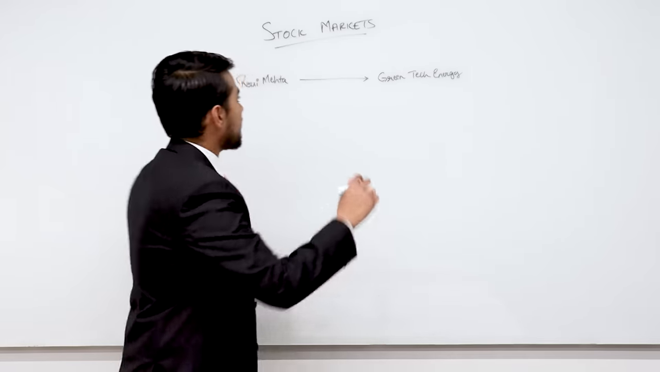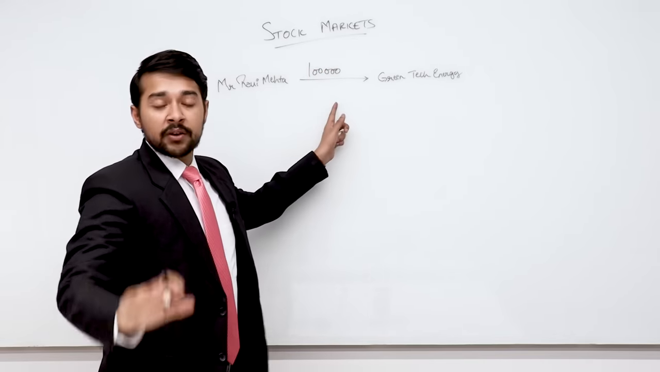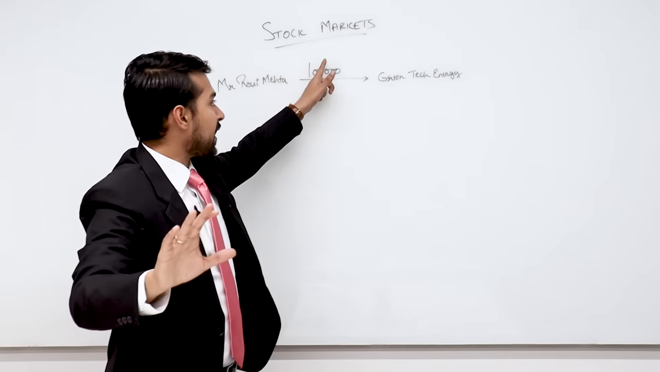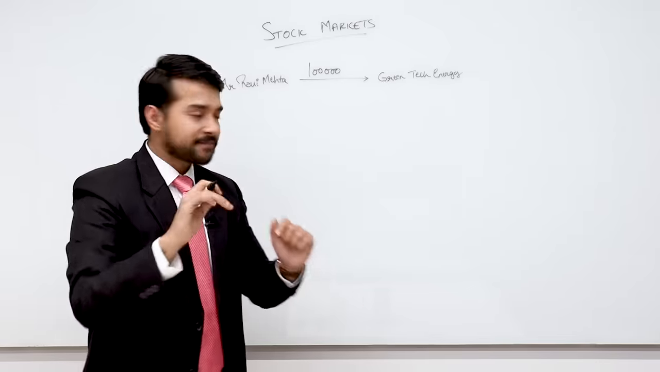So I'm taking the figure of 1 lakh. Again, assuming 1 lakh of figure is a big amount. Main isko hypothetical figure le raha hu. Why am I taking it 1 lakh, not 100 crores? For ease of maths. Fair?